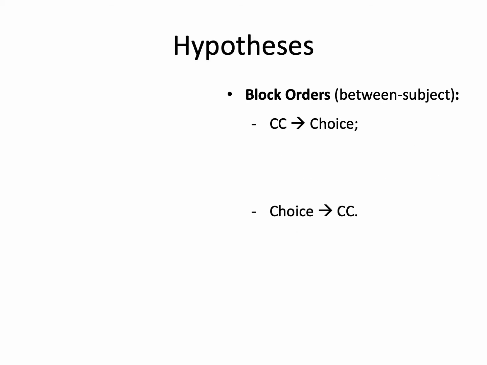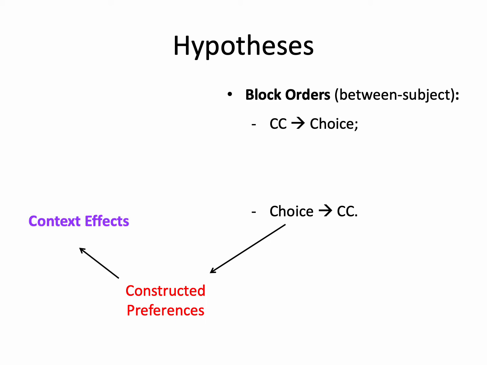We expect that when participants have little or no experience with the options, for instance in the choice-only block of the choice to CC condition, the influence of constructed preference would play a dominant role in their decisions, since the inherent preferences are unlikely to form. Thus, the emergence of context effects is expected.